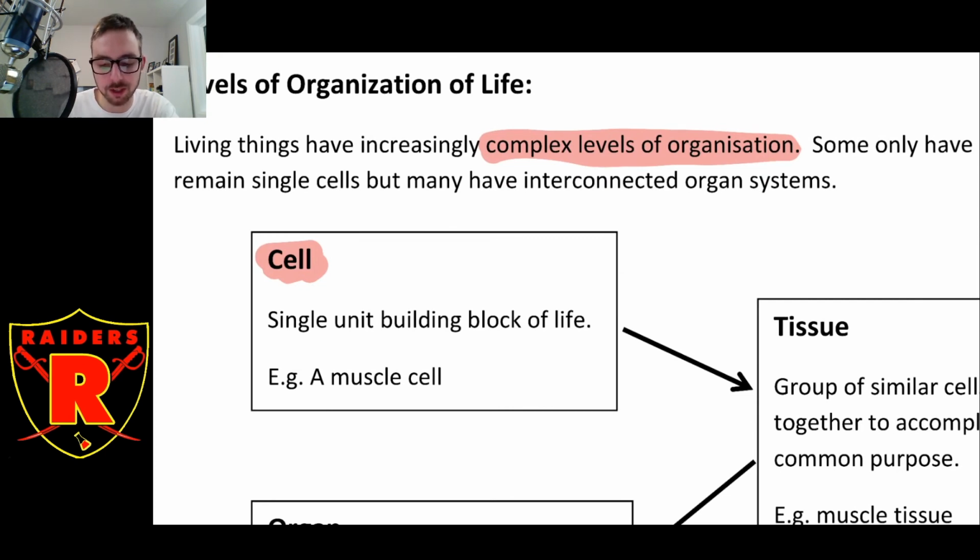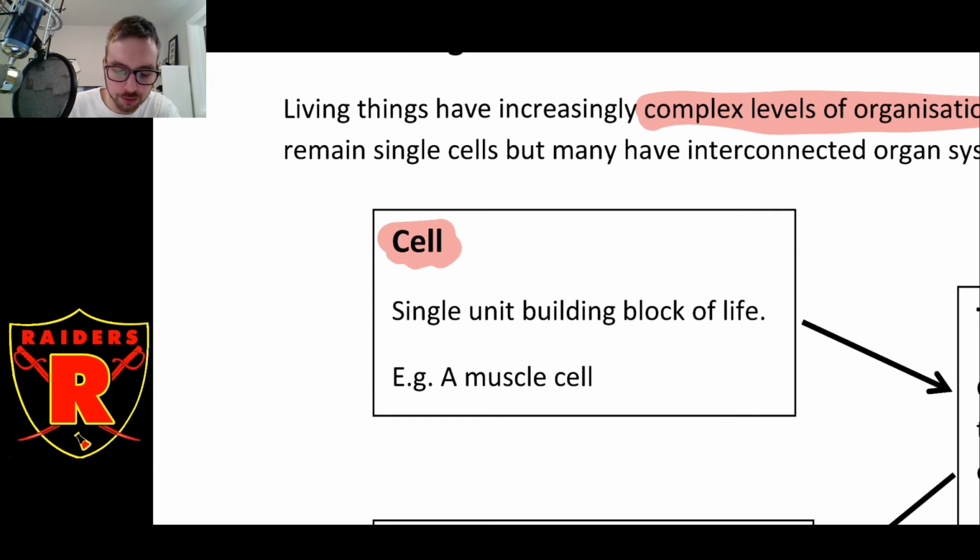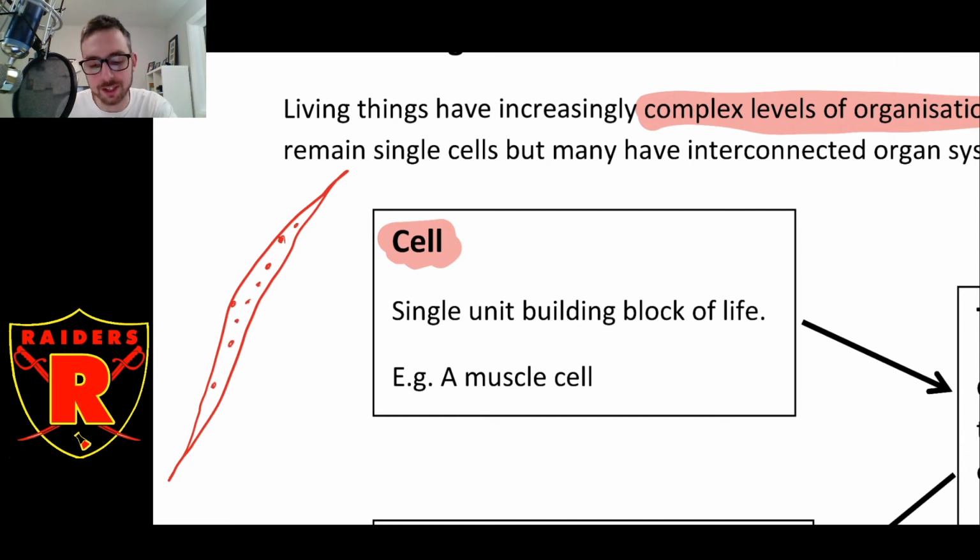It's the single unit building block of life. For example, a muscle cell. I'm going to draw examples for each of these. So a muscle cell is like a really long cell. Looks like this. And muscle cells are really cool because they actually have more than one nucleus inside them. So there's a bunch of nuclei in it. Okay, so that's one single muscle cell.